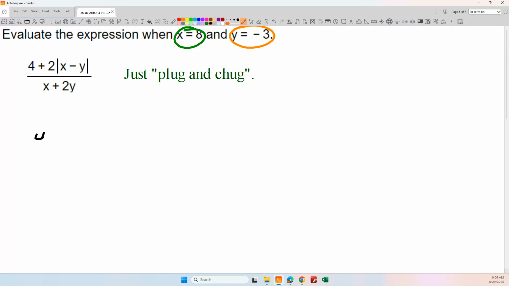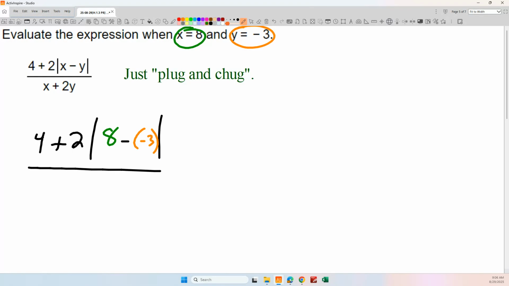We're going to get 4 plus 2 times the absolute value of 8 minus negative 3 divided by 8, good, plus 2 times, okay, good. So whenever you are evaluating, I think it's a good idea, when you're plugging in values, to enclose them in parentheses.